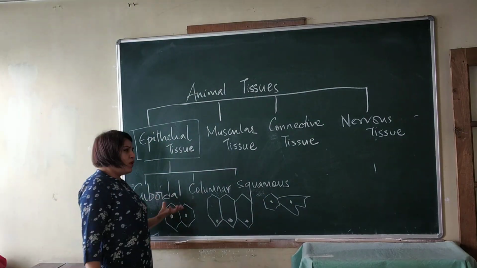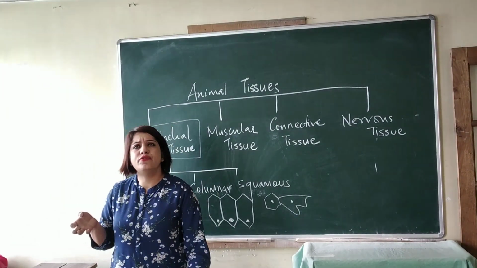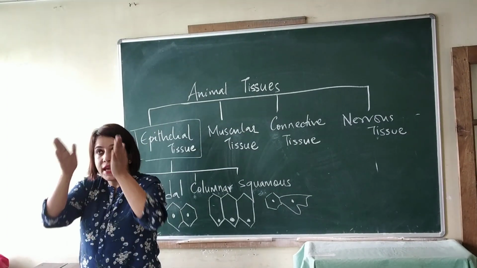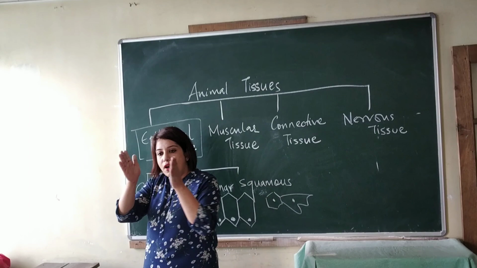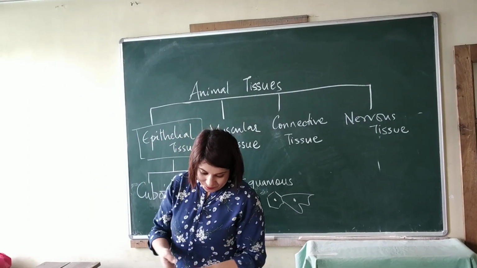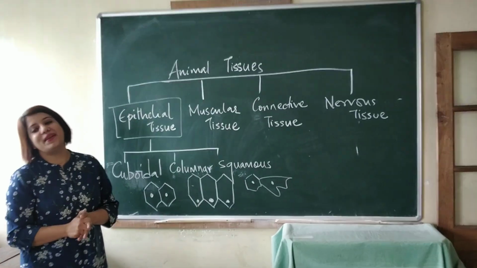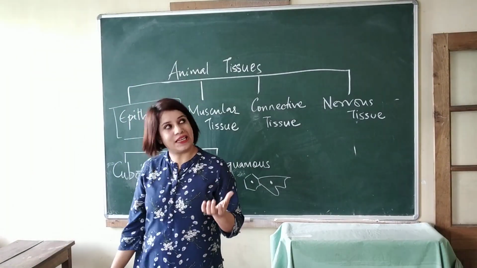Now, what does the cuboidal epithelial tissue do? Since it is found in, I already told you, the lining of the thyroid gland, the lining of your salivary gland, the covering of your kidneys, they help in secretion.